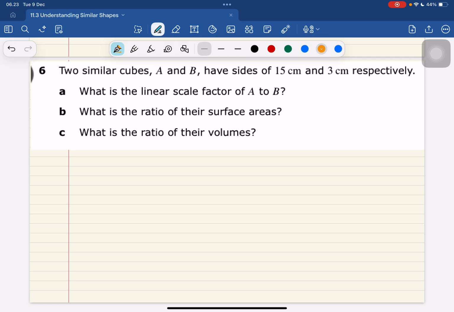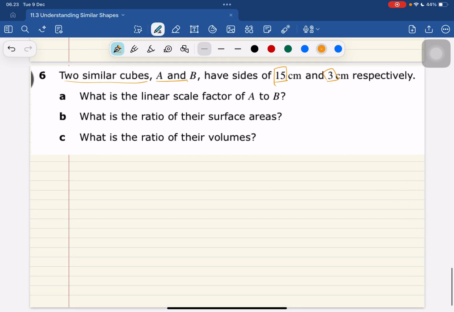What is the linear scale factor from A to B? Okay, two similar cubes, A and B, have sides of 15 and 3. So for 15 to 3, we can simplify by dividing by 3 on both sides. So it's going to be 5 to 1.